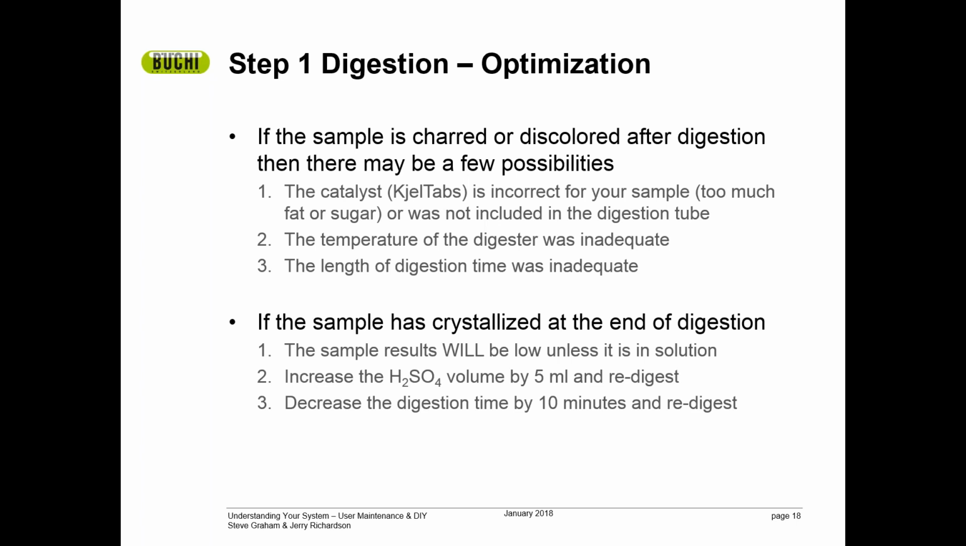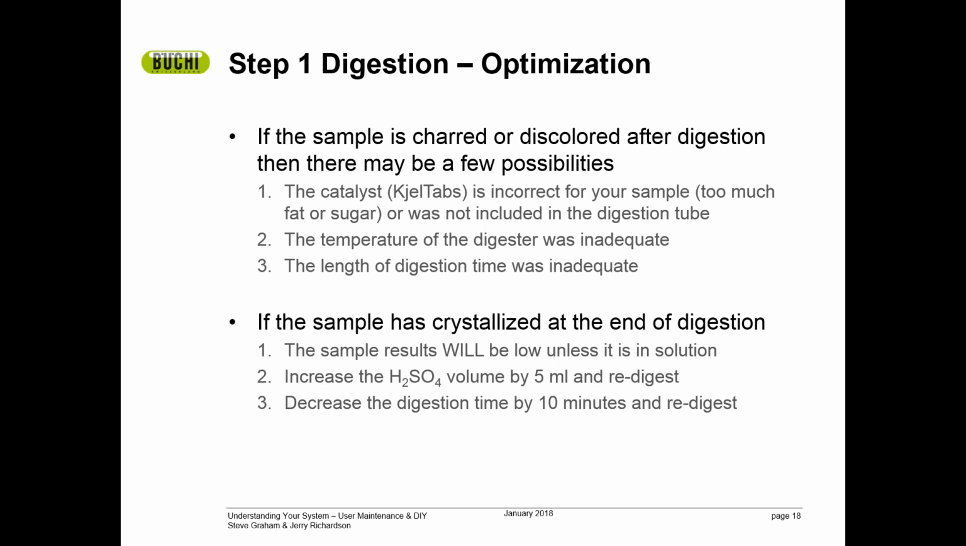The next thing is to look at the temperature of the digester. Maybe it was not getting hot enough, and we'll discuss that further. The length of the digestion time possibly was too short. If you're getting charred samples, you need to take a look at these 3 examples, and we'll discuss that further.